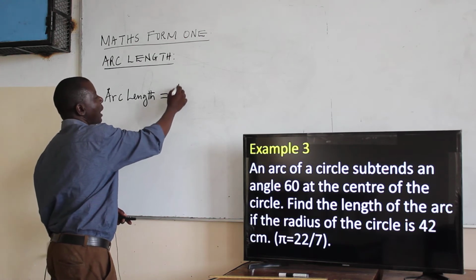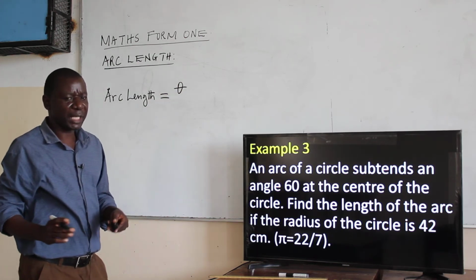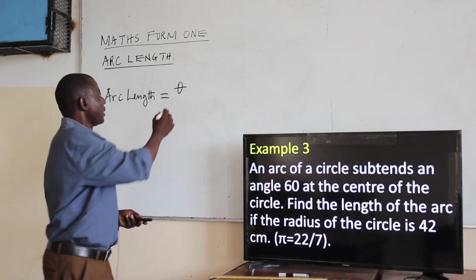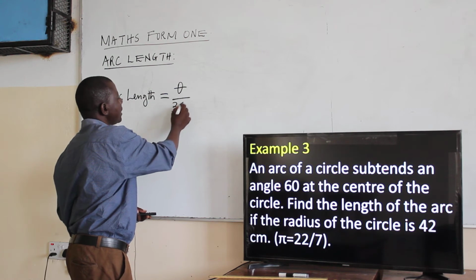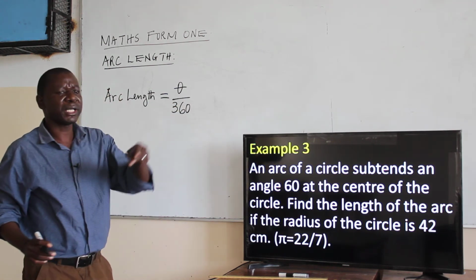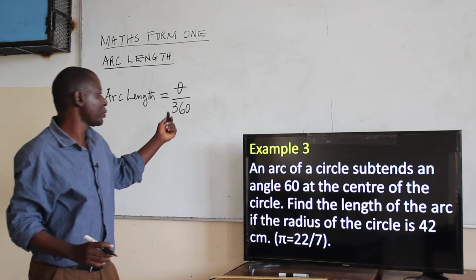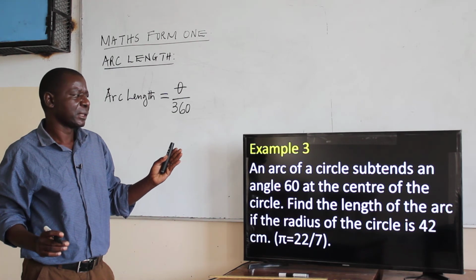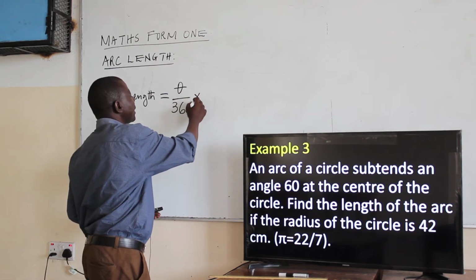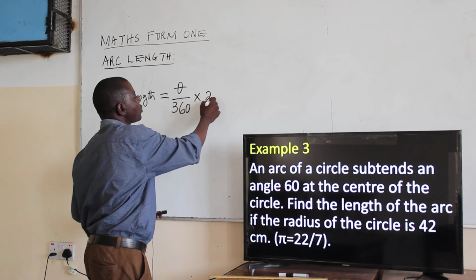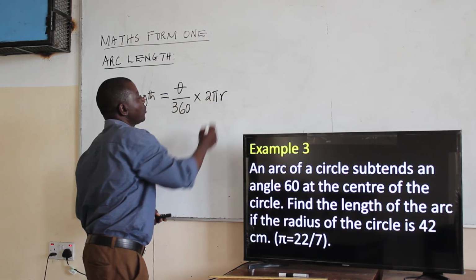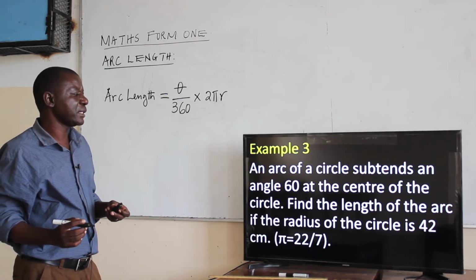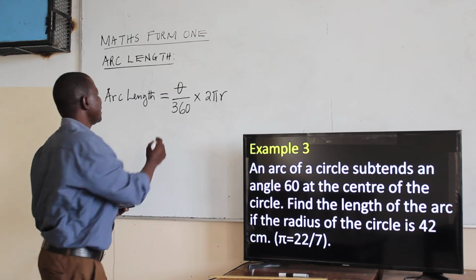the arc length is equal to the angle that sustains that particular section of the circle, divided by 360. 360 is the angle that makes the whole circle. So we simply want the fraction of the circle that makes the arc. Then we multiply by the circumference of the circle, which is 2 pi r. And we are told that the angle that sustains that arc is 60 degrees.